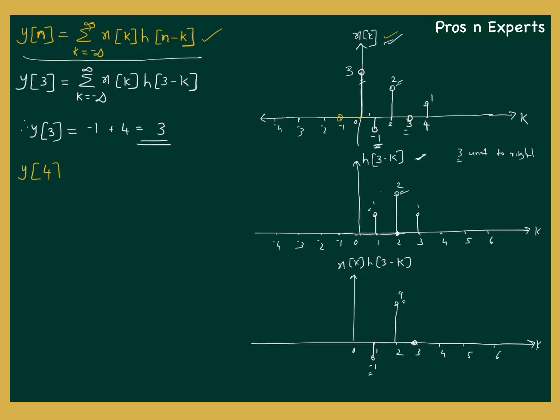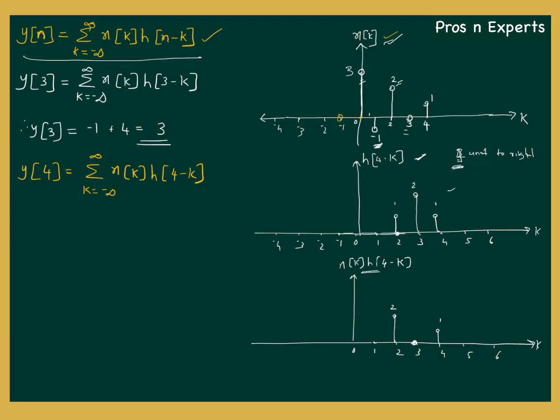Next sample to be found is y of 4, and that will be the sum over k equal to minus infinity to infinity of x of k into h of 4 minus k. So we have to find x of k and h of 4 minus k. So h of 4 minus k is h of minus k shifted by 4 units to the right, and that will end up in this signal. And this is x of k into h of 4 minus k, right?